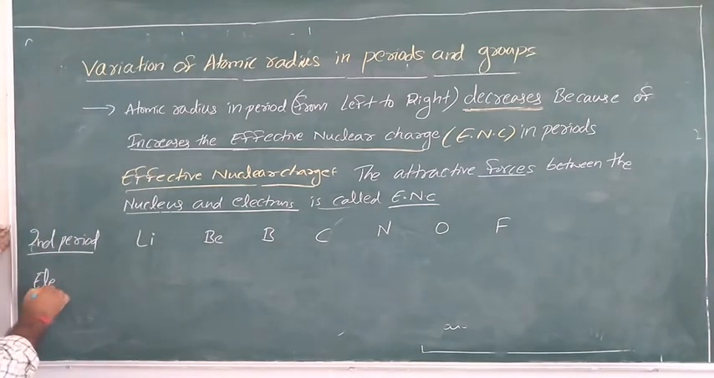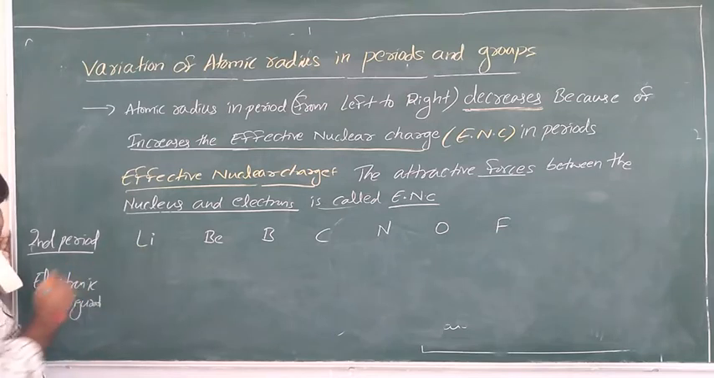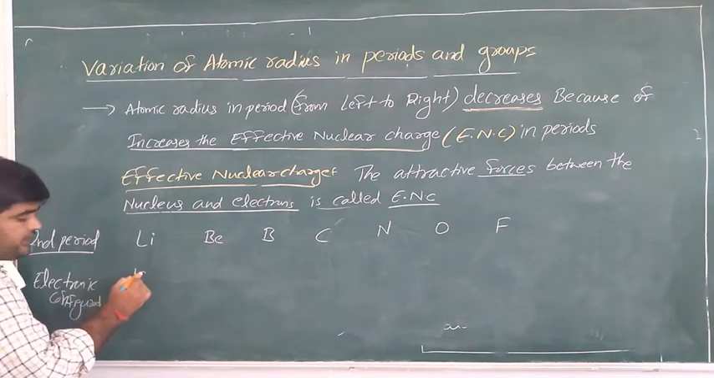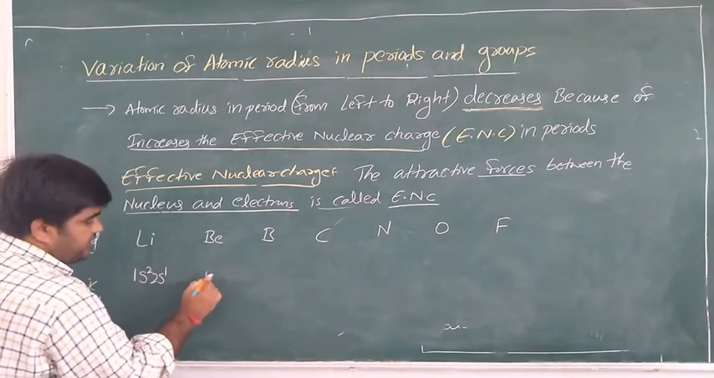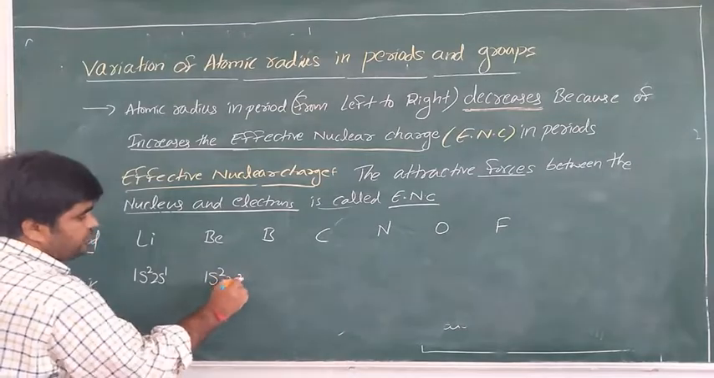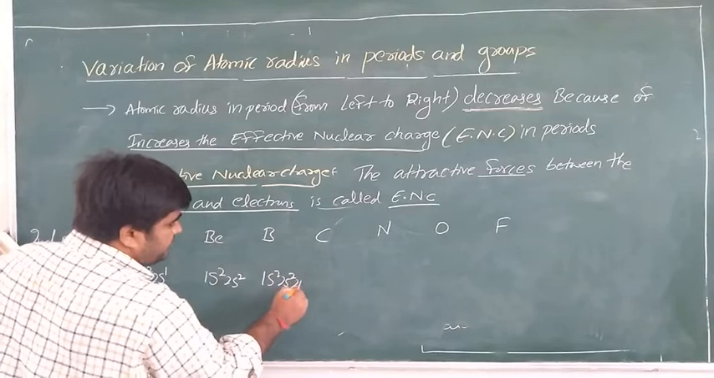Electronic configuration. What is the lithium electronic configuration? 1s2 2s1. Is it clear? Okay. What is the electronic configuration of beryllium? 1s2 2s2. And coming to boron, 1s2 2s2 2p1.